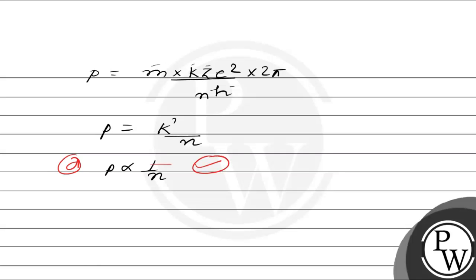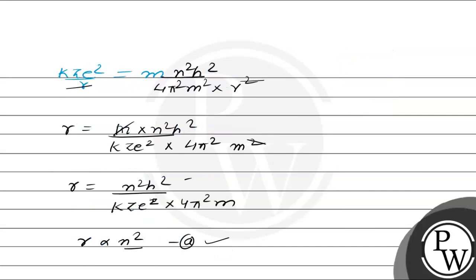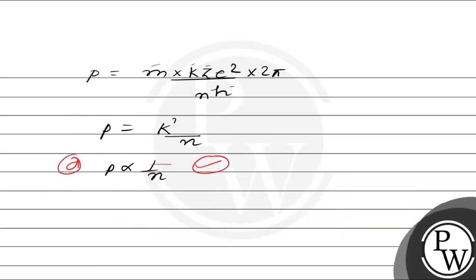So how many options are correct? Option A is correct, option B is correct, option C was wrong, and option D was correct. So the correct options of this question are A, B and D.